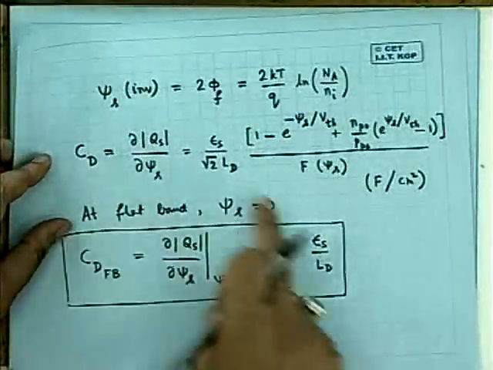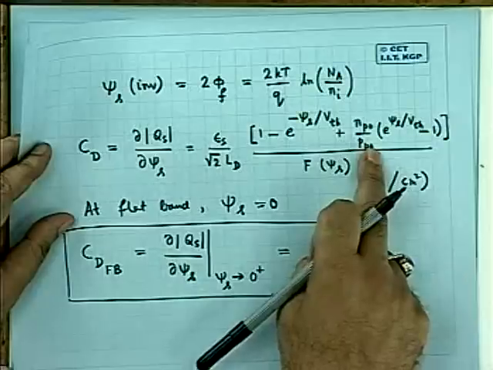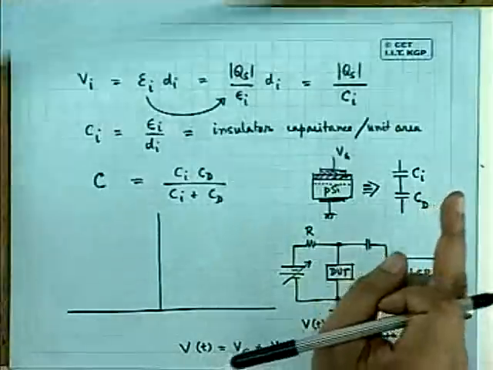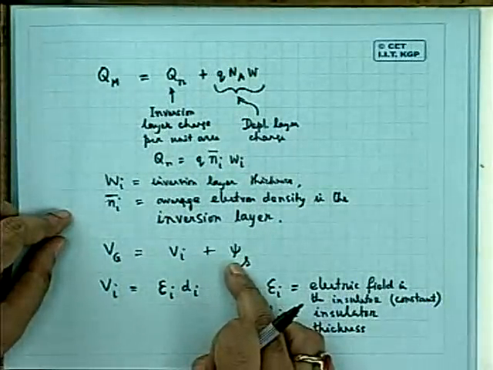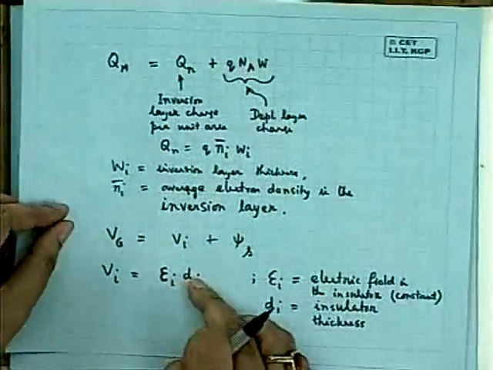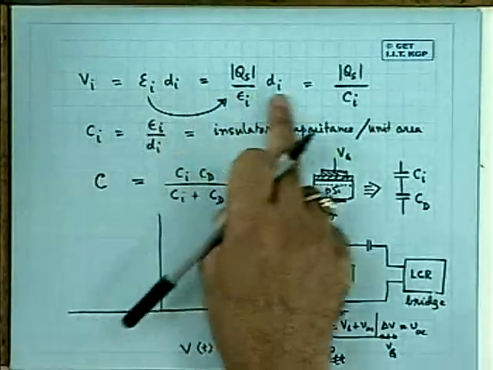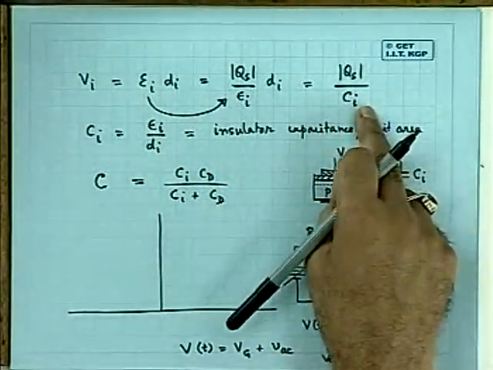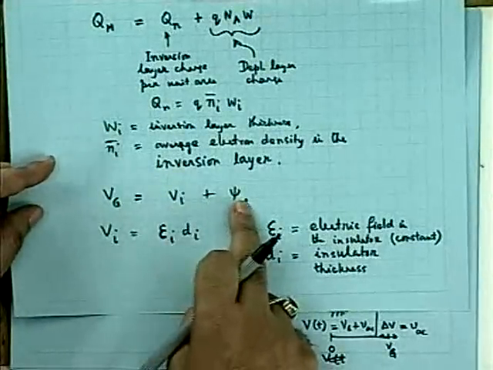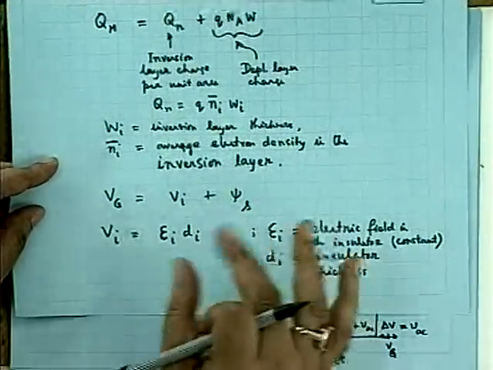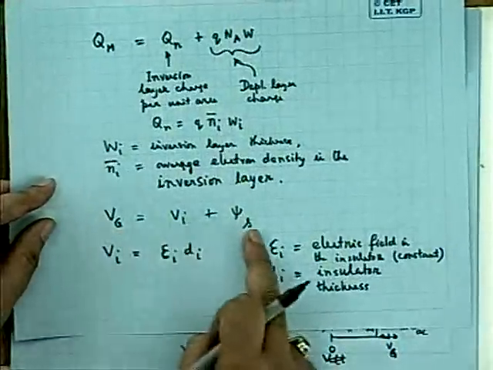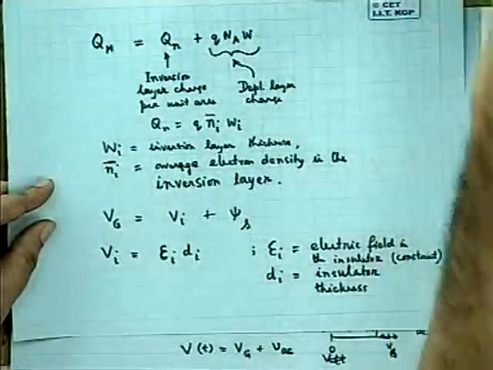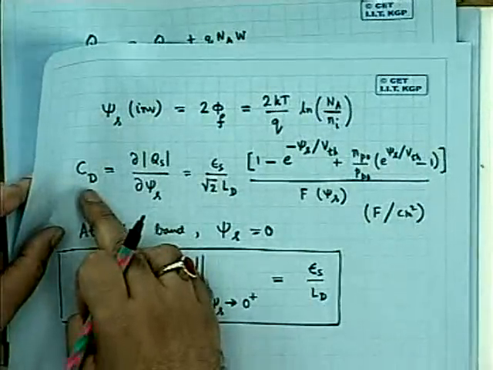CD can be calculated using this equation for different values of psi s, and psi s and Vg are related through this equation. Already derived, psi s and Vg, they are related. Already seen. Vg is equal to Vi plus psi s, whereas Vi is equal to epsilon I di, and epsilon I di is equal to Qs by Ci. So what is Vg? Vg is equal to Qs by Ci plus psi s. We'll be coming to that point afterward. So it is possible, for a given value of Vg, you can calculate the value of psi s, and for the particular value of psi s, you can calculate CD.